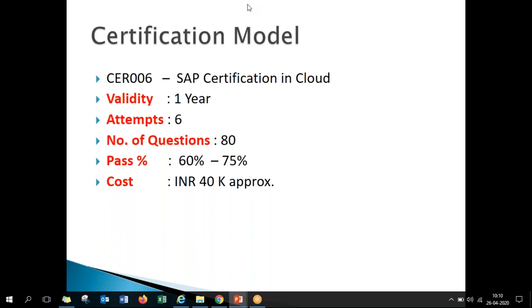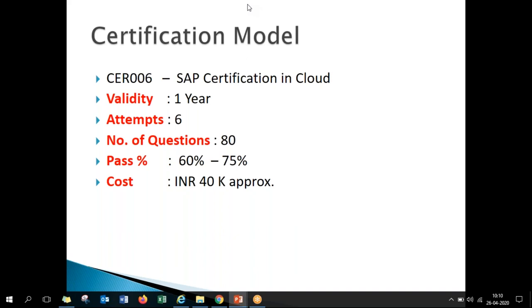That gives you six different attempts where you can write six different certifications. With a one-time cost of 40,000 to 45,000, you can write six different modules of certifications. Every module of SF has a certification. It's not a complete certification as SF, you have to say. Every module of SF has its independent certification, guys. And here, it comes with a total of six attempts.